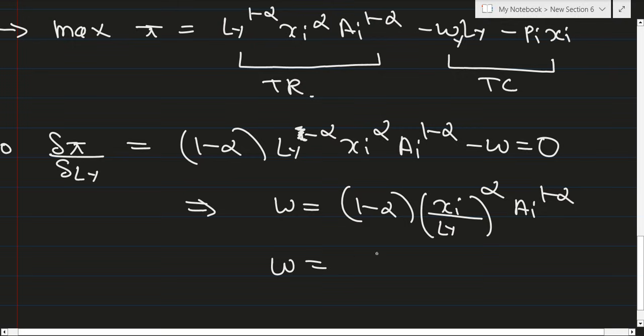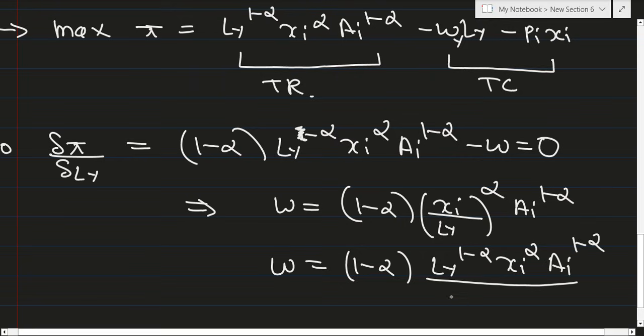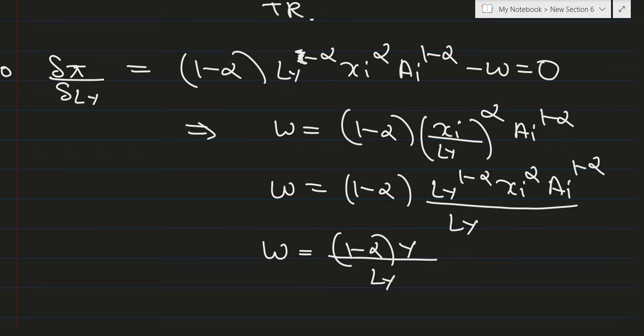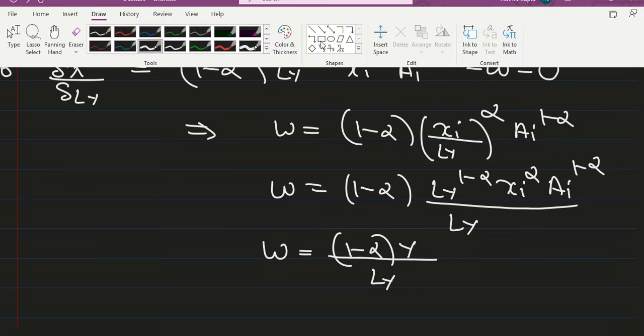Now multiply numerator and denominator by Ly, and this comes out to be Ly to the power 1 minus alpha, xi to the power alpha, ai to the power 1 minus alpha, which is basically the production function. And multiplying and dividing, we get w equals 1 minus alpha, Y whole upon Ly. Alright, so this is our first important result. You can put it in the box.